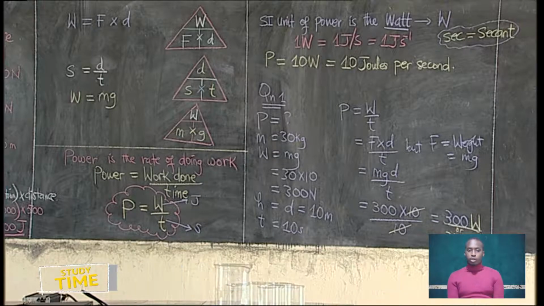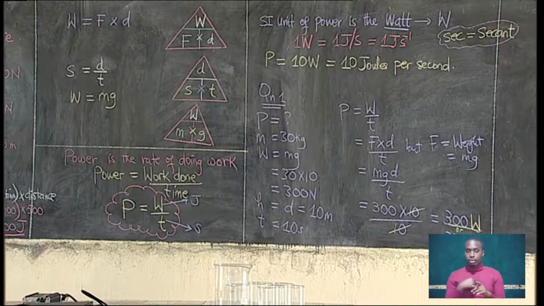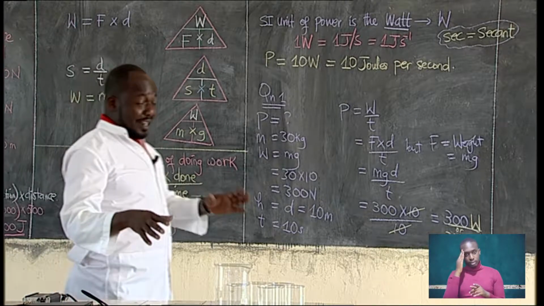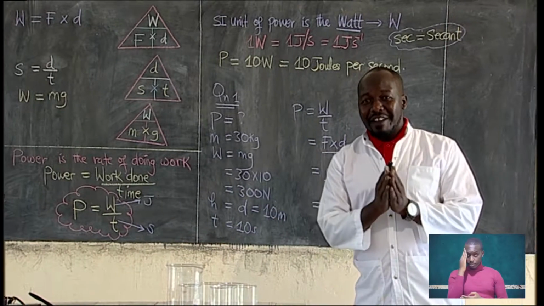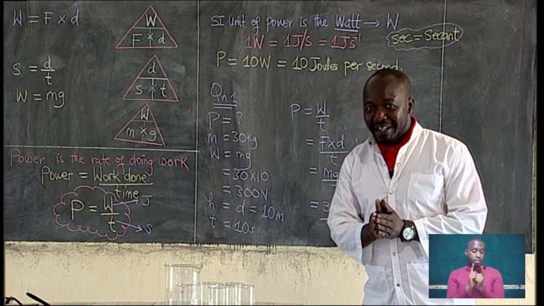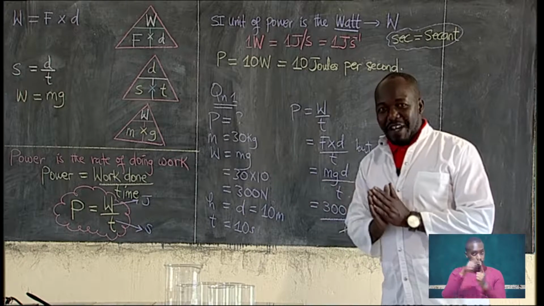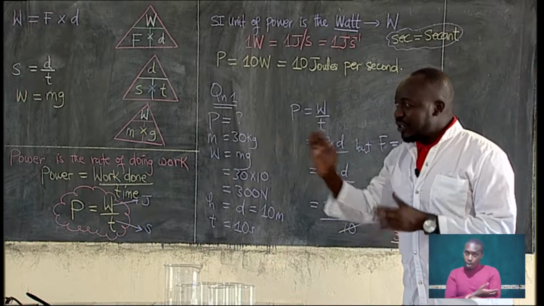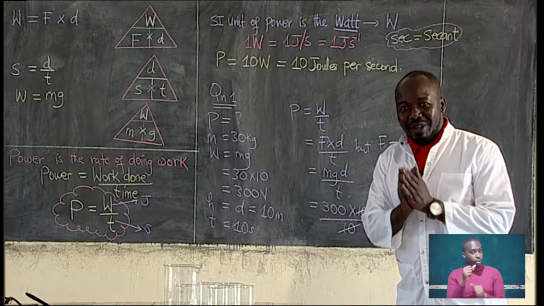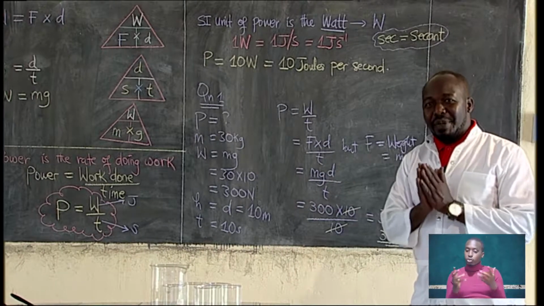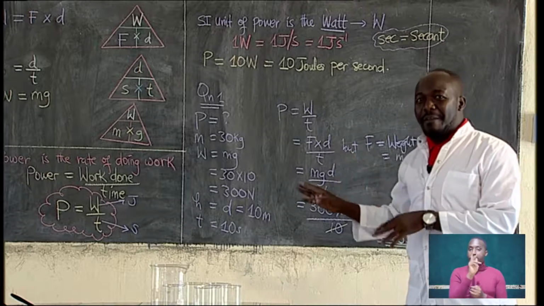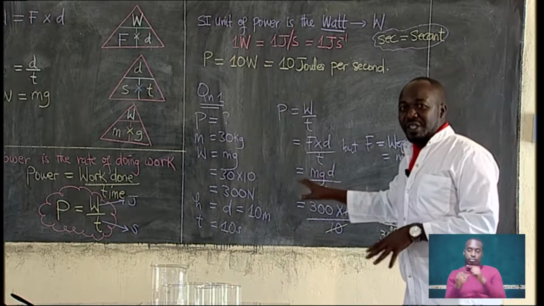So, as we summarize, I'm very sure we have met our learning objectives, right? Being able to define power, the unit of power, we have talked about it, what the watt means. We have also looked at the relationship P equals W over T. And we have also seen how to use it in an equation.